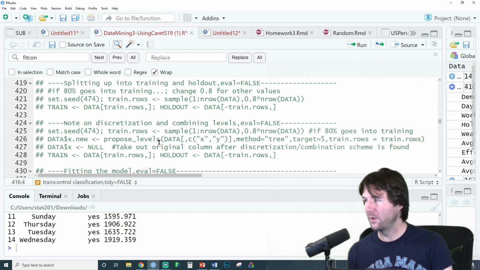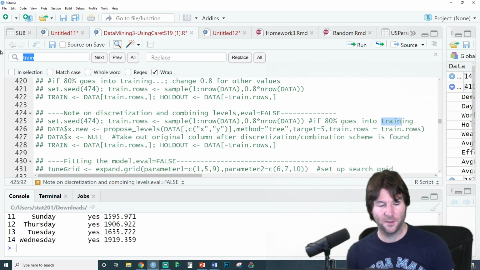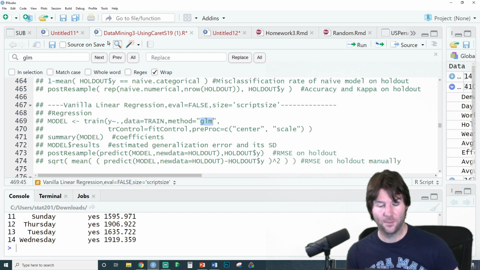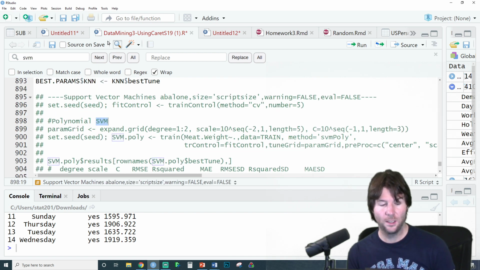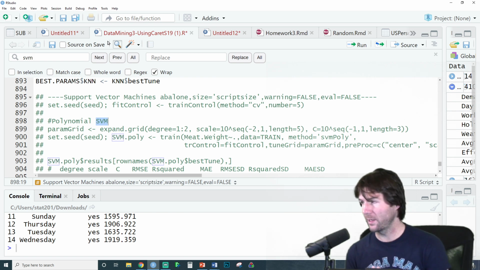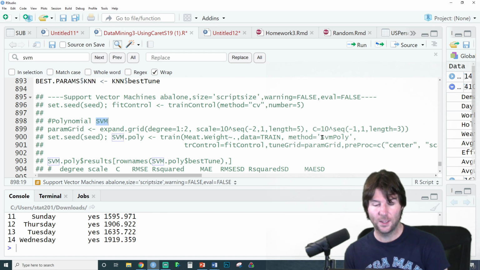Now, one big important function that we use throughout all this is the train function. There's a bunch of train control, and I guess I should type in something a little more specific. There's the GLM method, there's the k nearest neighbors method, there's the support vector machine method. So here's a polynomial support vector machine. I believe this is our next chapter. And if you notice right here, all we're doing is saying method support vector machine poly.